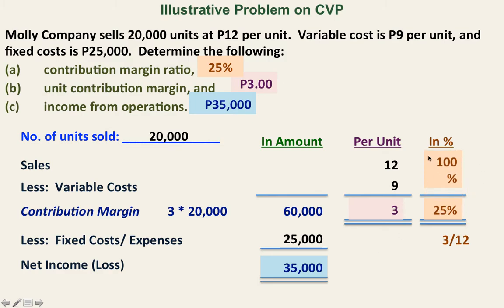So here, if you want to fill up everything, 100% is the sales. So we can now get 9 divided by 12, 75%. So it is correct. And 240,000, how did we get 240,000? 12 times 20,000 will give you 240,000. And similarly, 9 times 20,000 will give you 180,000. So 240,000 minus 180,000 is 60,000.